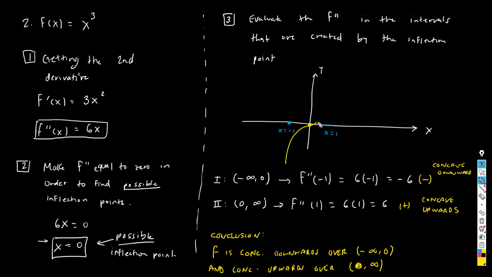If you remember, it's a very common graph. You should memorize the graphs of the most common functions, and x cubic looks like this. Does that match our conclusion? Yes, because you can see that from minus infinity to 0, the concavity is downwards, and from 0 to plus infinity, we get concavity upwards.